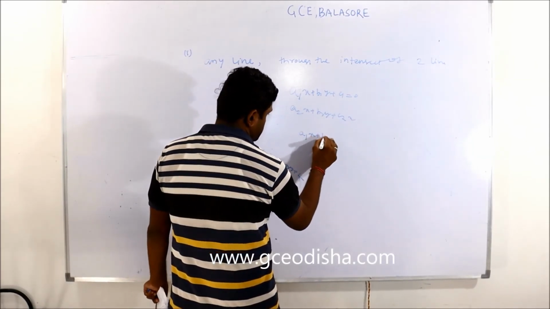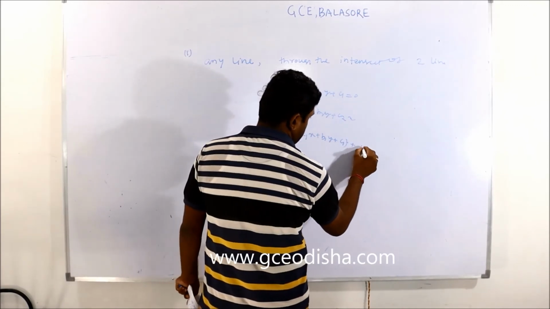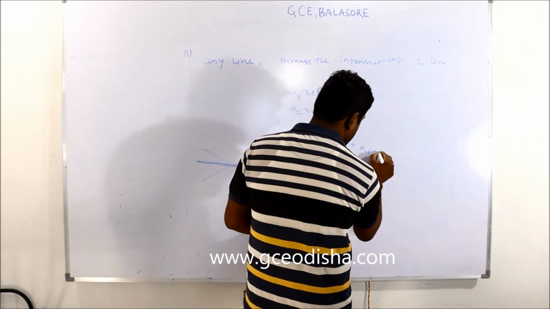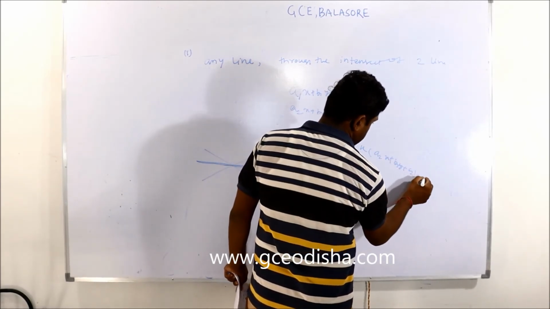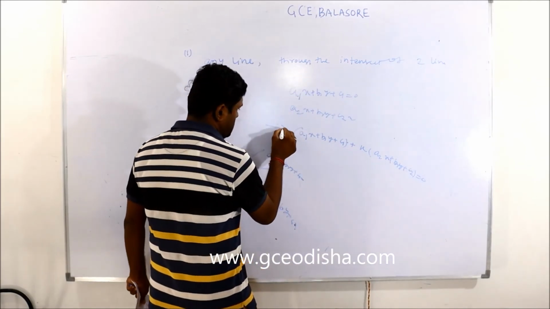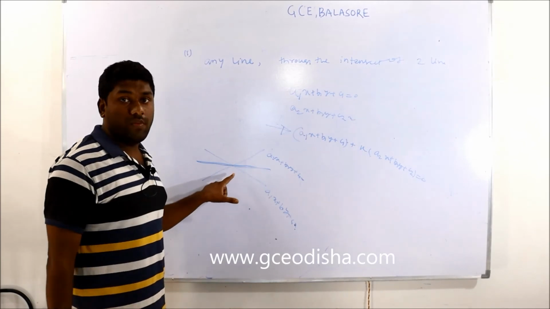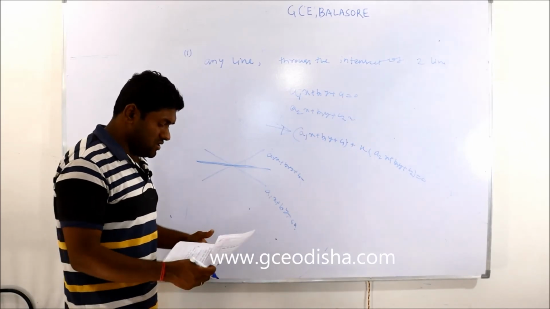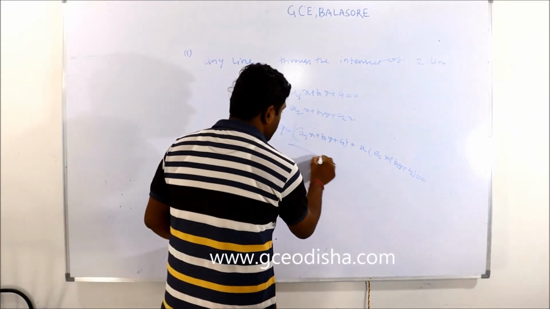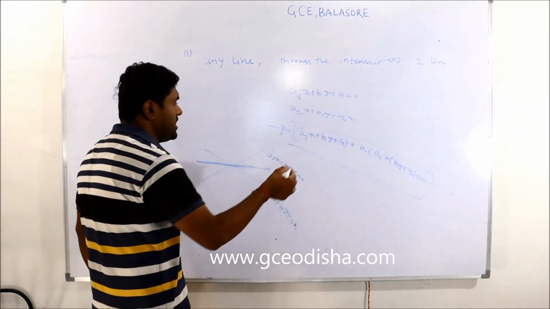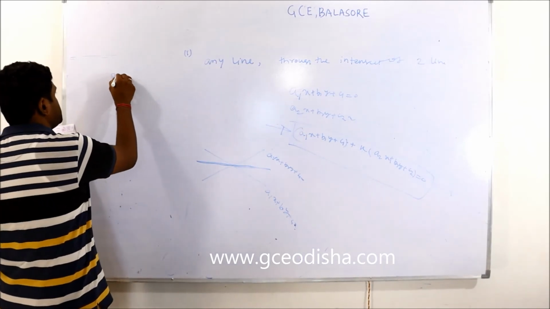a1x plus b1y plus c1 plus k into a2x plus b2y plus c2 is equal to 0. This is the equation of the line which is passing through the point of intersection of the two lines. Okay, and k is some constant, and I am solving some questions based on this concept.